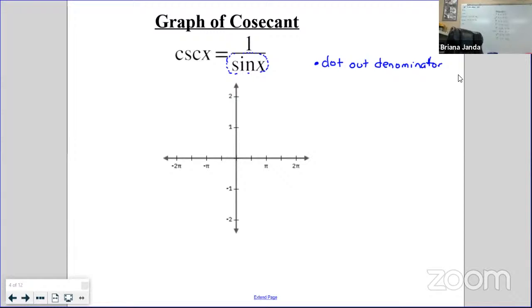You will start by dotting out the denominator. In a cosecant, our denominator is sine. And so what I do is I come over and I just grab that sine curve that I know how to draw. Our sine curve starts here at my midline, over and up one, back to my midline, down one, back to my midline. Fill in.